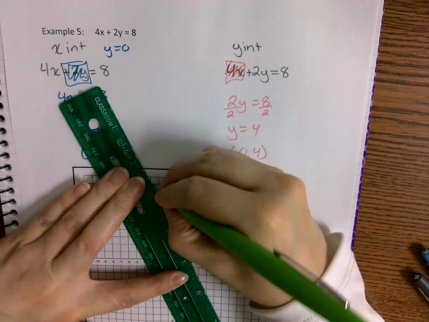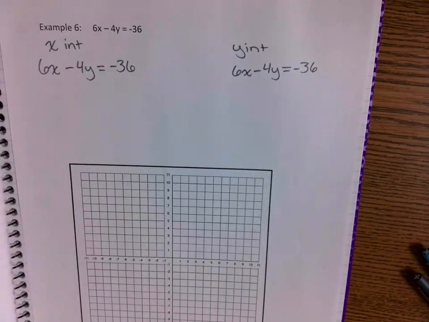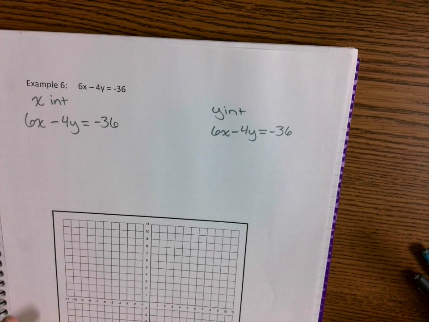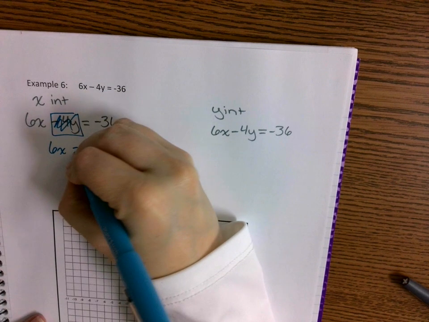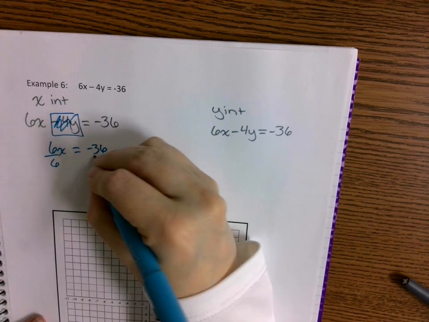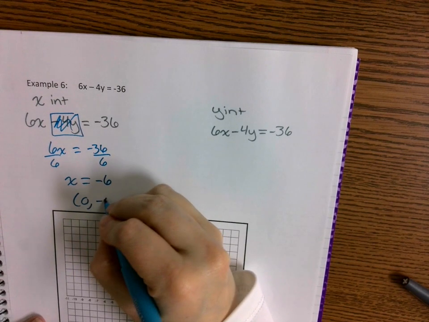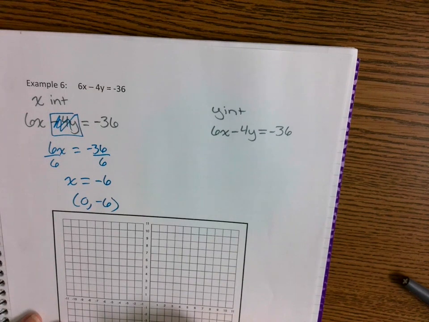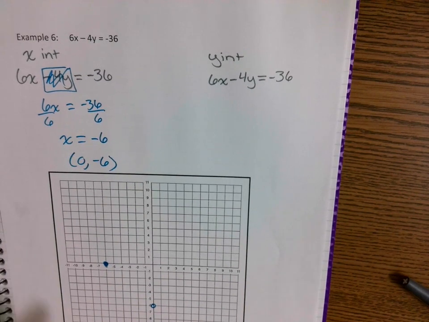Okay, let's take a look at the next example, problem 6. Ashley, what did you get for your x-intercept for problem number 6? Negative 6. Okay, so we're going to make the y disappear. That leaves us with 6x is equal to negative 36. We would then just divide both sides by 6 and get x is equal to negative 6. That gets plotted at the point 0, negative 6. Oops, wrong spot. 0, negative 6.